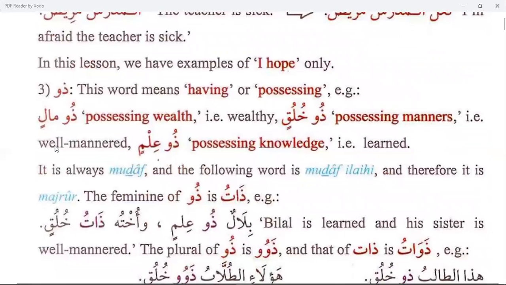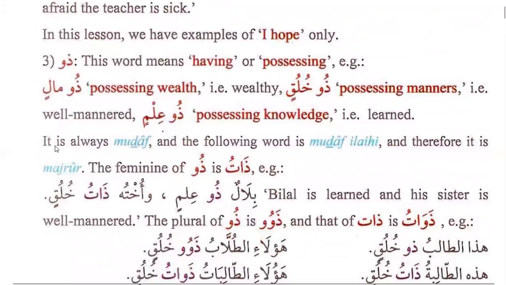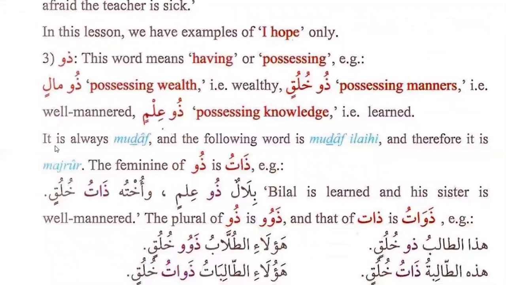Then we have the word zu. Zu means having, possessing, and it is always mudaf. So the next one will be mudaf ilayh, so it will be majroor. Mudaf ilayhi is always majroor. Zu is always mudaf and the next word will be mudaf ilayhi.